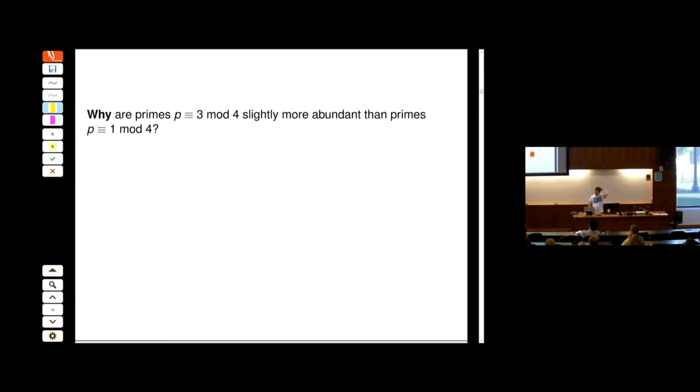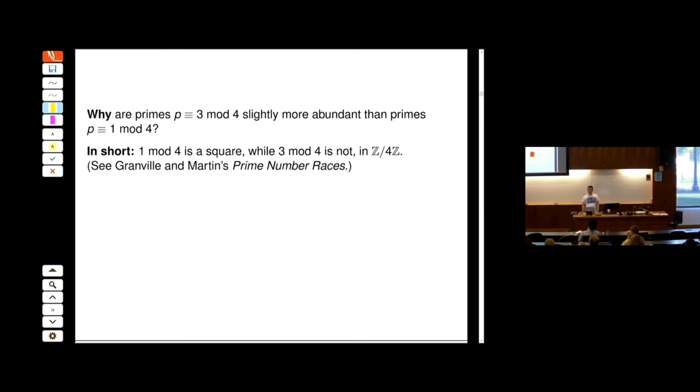Okay, so why are the primes that are 3 mod 4 slightly more abundant than the primes that are 1 mod 4? I will not go into it again, but in the paper by Granville and Martin, The Prime Number Races, they give a bit of an explanation of what's happening. There is something happening with the squares. That is the issue here. So the fact that 1 is a square mod 4 while 3 mod 4 is not a square is at the heart of the difference in the counting of why they appear more often.